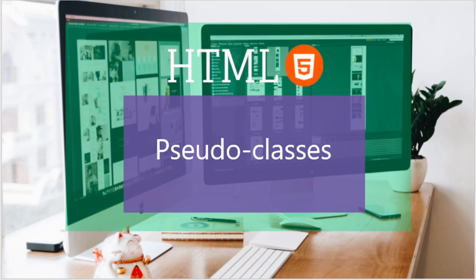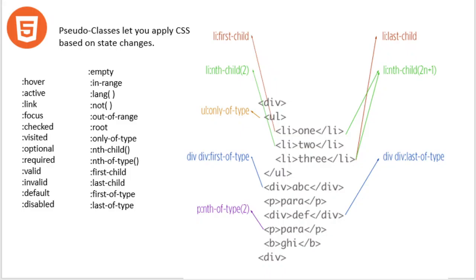To start with, what are pseudo classes? Pseudo classes let you apply CSS based on state change. For example, these are the pseudo classes: hover, active, link, focus, and support.